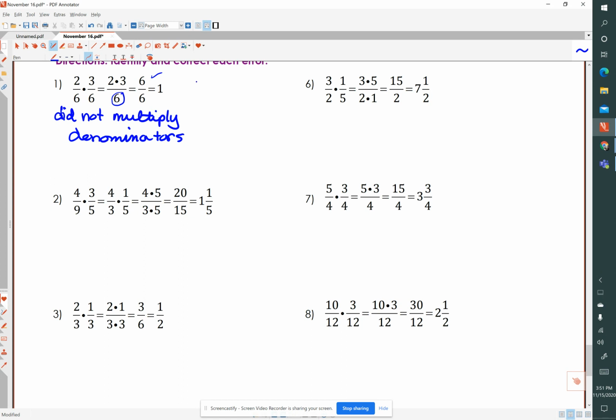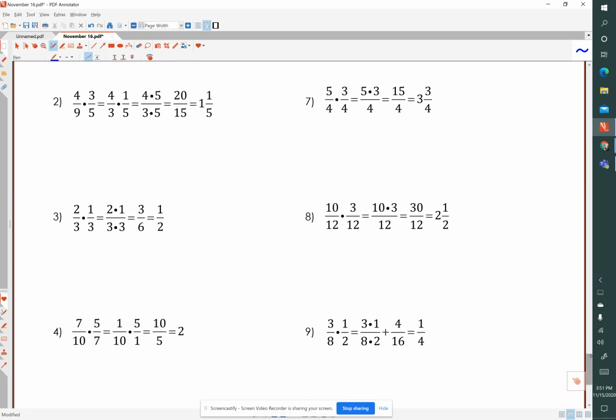So what that should be is 2 times 3 is 6. 6 times 6 is 36, and we can reduce that to 1/6. Then let's go on to number 2.